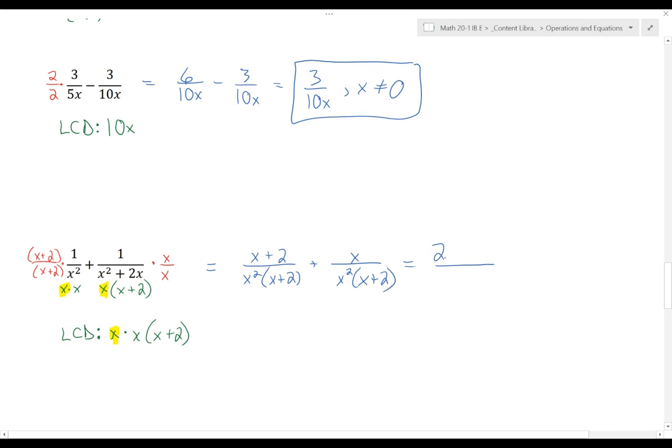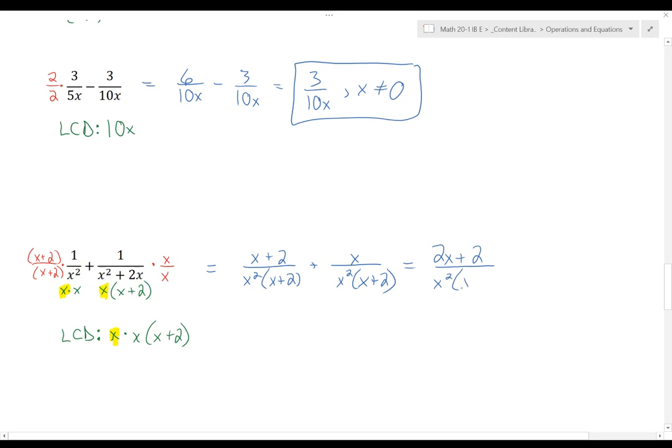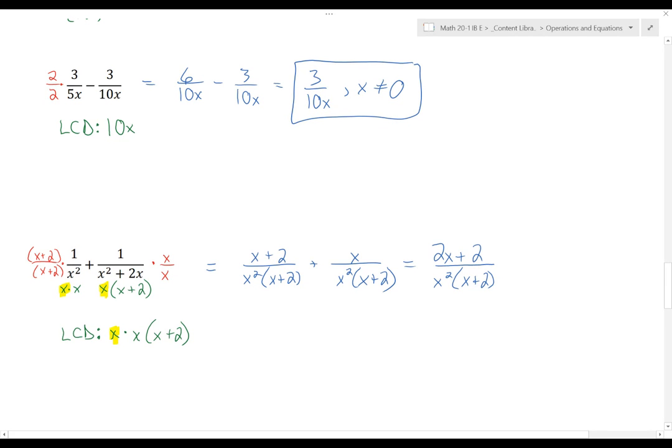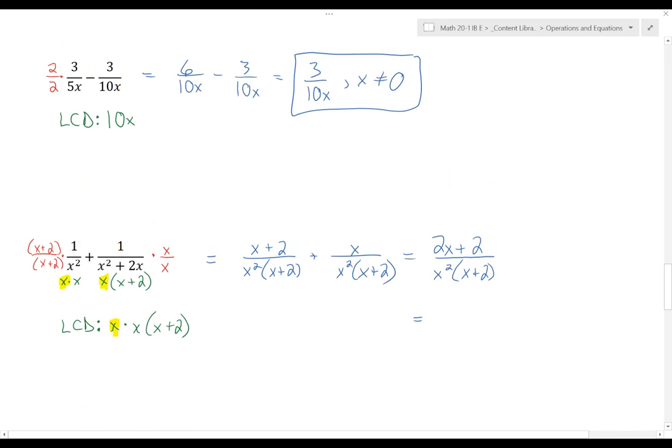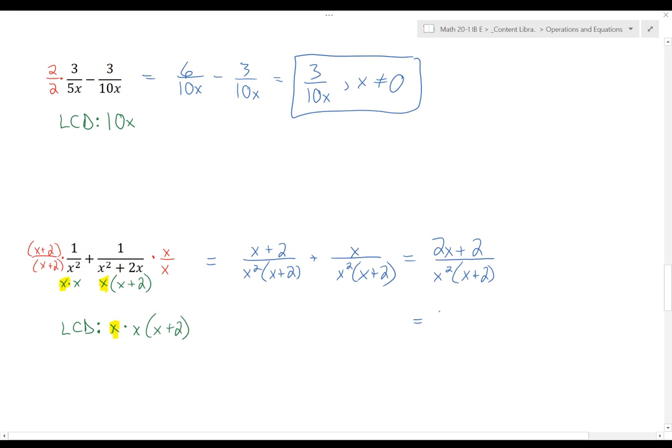Now I can combine these and I get 2x plus 2 over x squared times x plus 2. I'm going to factor that numerator. I mean, it's pretty obvious these ones aren't going to simplify, but I'm going to factor the numerator because I want to make sure that I can't simplify this fraction any further. So I get 2 times x plus 1 over x squared times x plus 2.